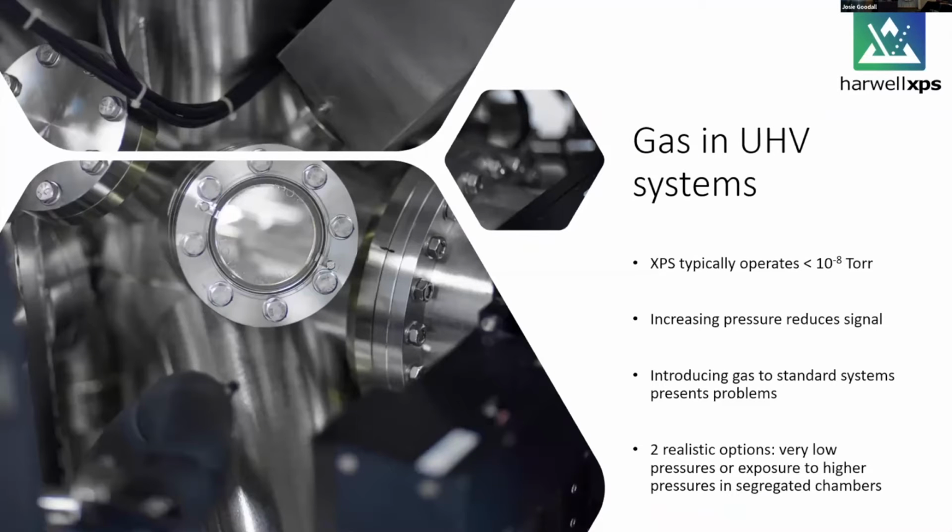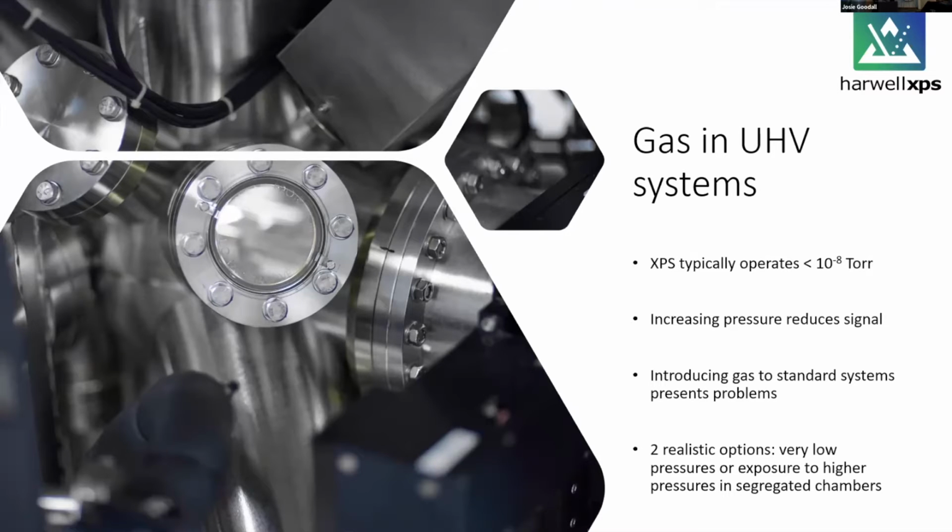So obviously you can imagine that it's quite a problem to introduce gas into XPS. We tend to work at very low pressures. Any gas that you introduce into the chamber is going to reduce your signal, as you're increasing the number of atoms that the electrons are going to travel through. There's an increased chance of scattering, and so you're going to be losing some of your signal due to that. To get around this, you've got two ways to go.